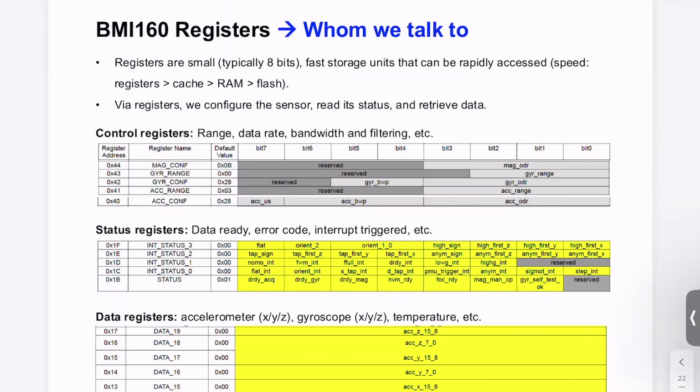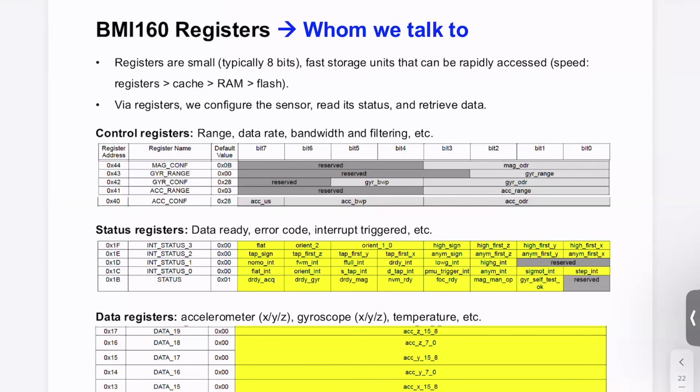We also need to read its status. We need to know when data is ready in the sensor, is there any error in the sensor, or is there an interrupt triggered on the sensor? So we need to read the sensor. And finally, we need to be able to retrieve data. So how can we do that? When we say we talk to the accelerometer, who are we really talking to?